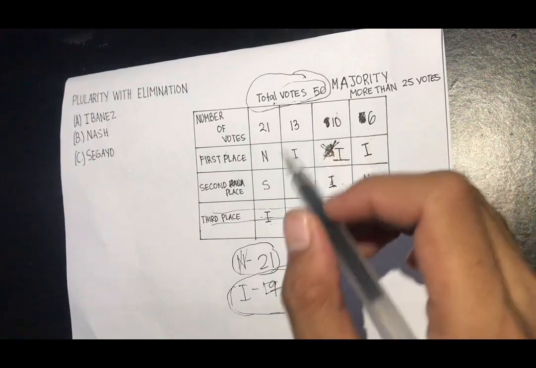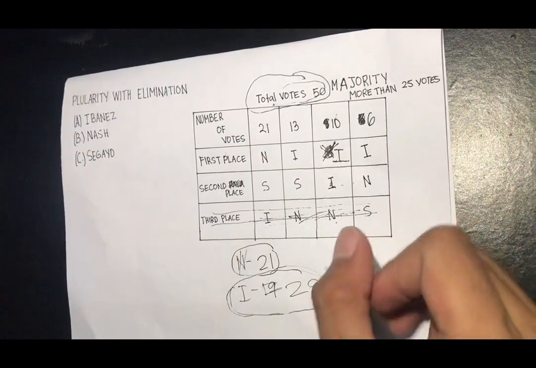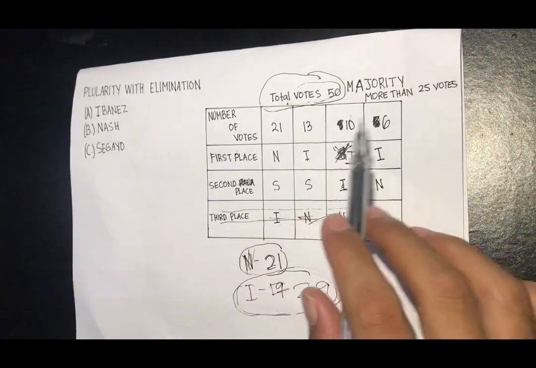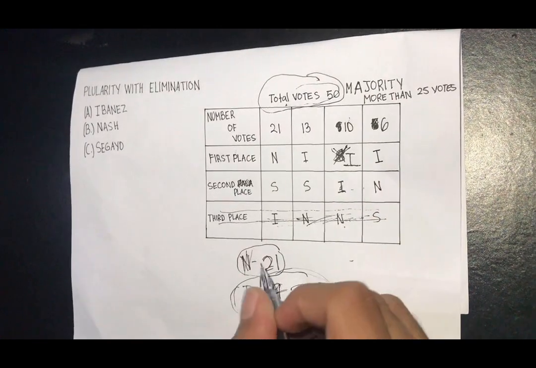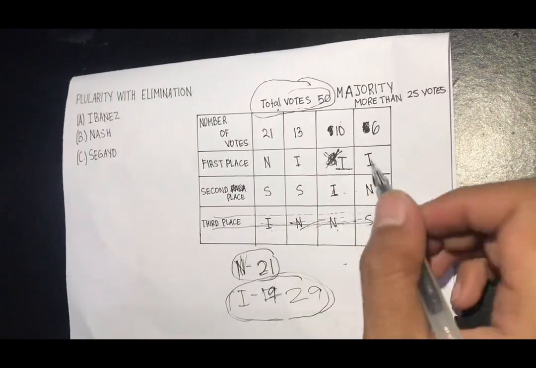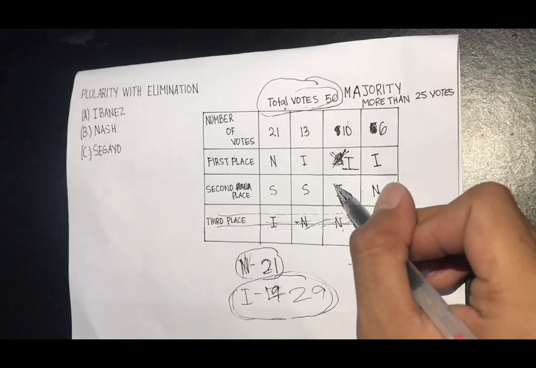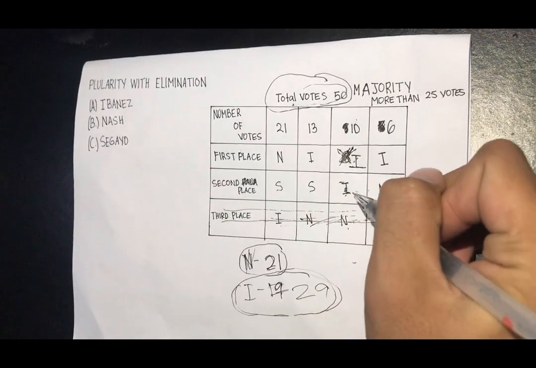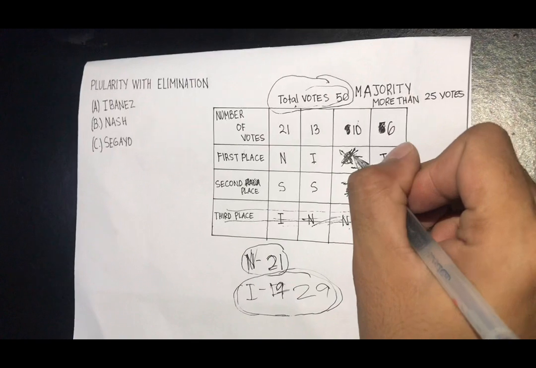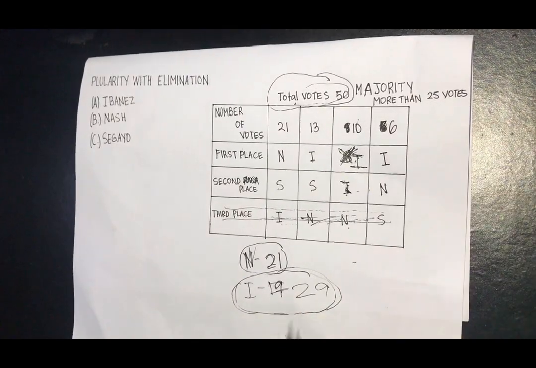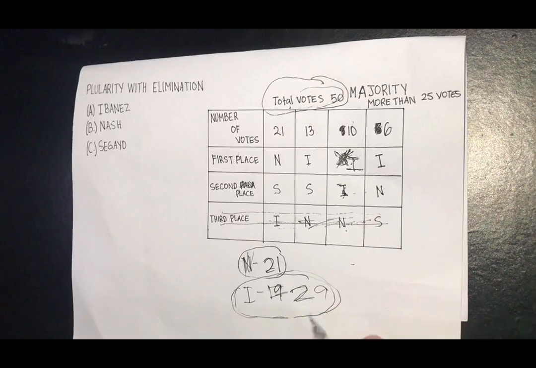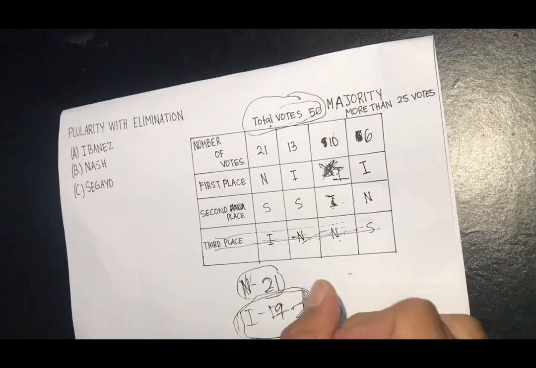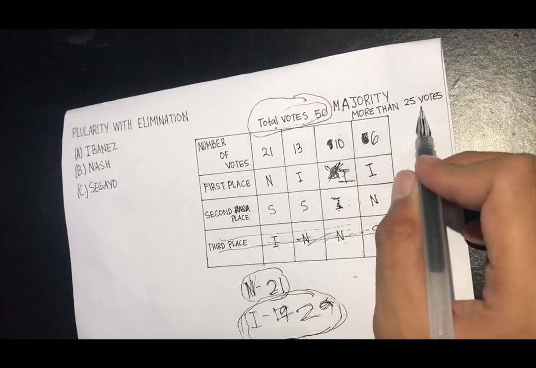So Nash has 21 votes. Nash. 6 plus 13 equals 19. So Ibanez here in second place moves up and replaces Sagayo, because Sagayo was eliminated, and he was in second place. He moves up here, which becomes 29 votes. So he is the winner, because he got the majority, more than 25 votes. That's all.